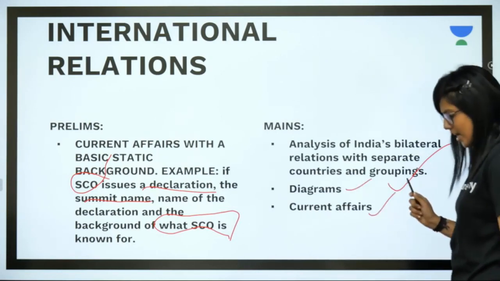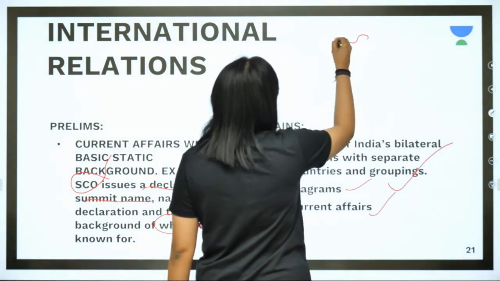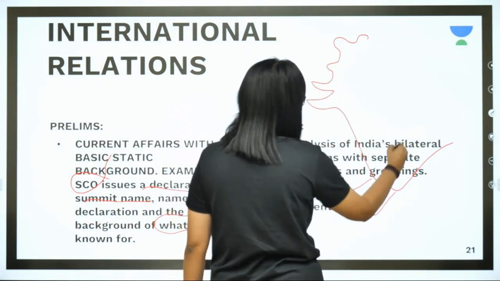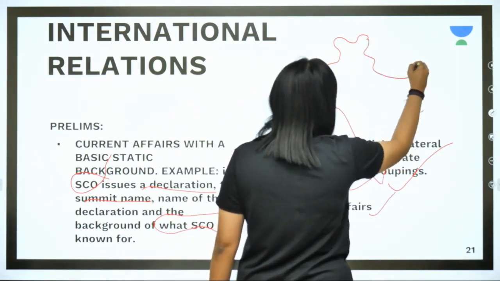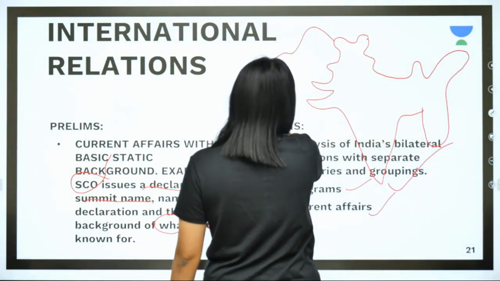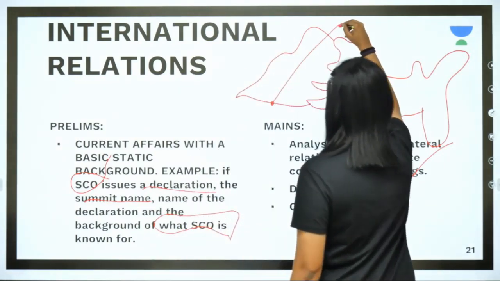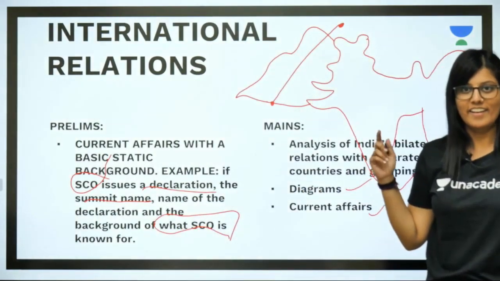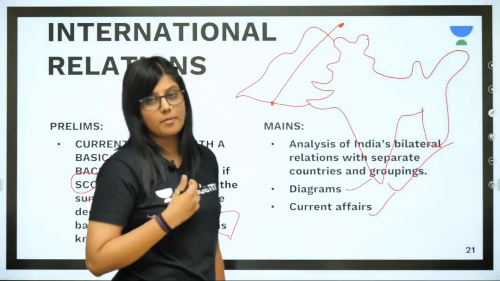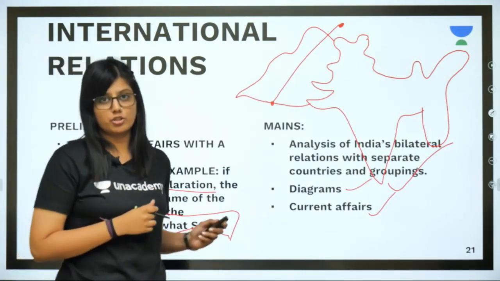Diagrams and current affairs. Diagrams, meaning normal ones, like when a question came on CPC. So what I did was, I draw this basic map. You know, you connect Gwadar to Xinjiang, something like that. Okay, I'm drawing it impromptu, but you can actually try making a basic diagram of an Indian map, and show such transitions.